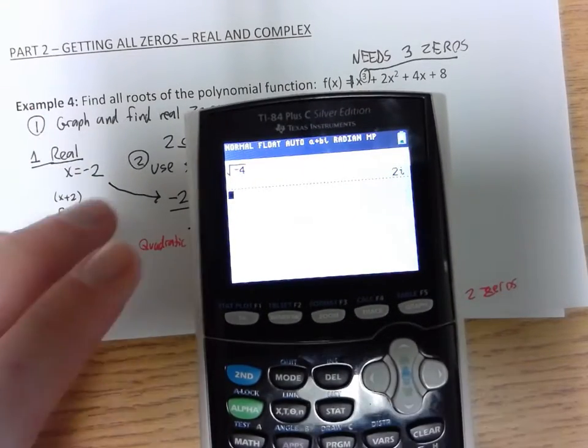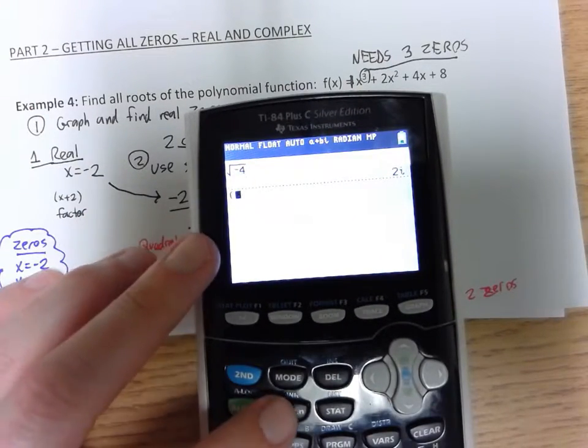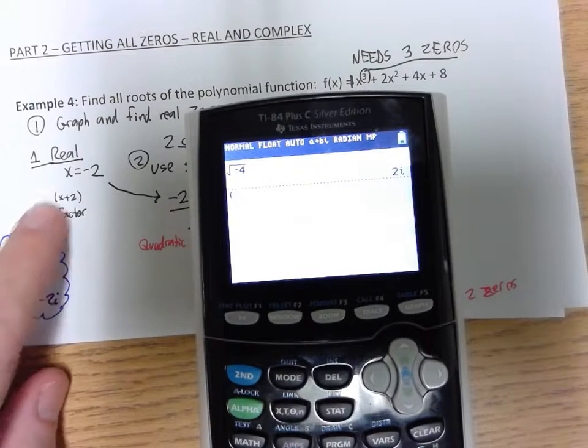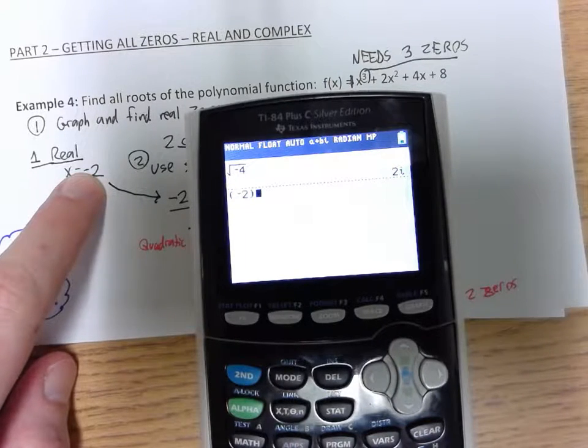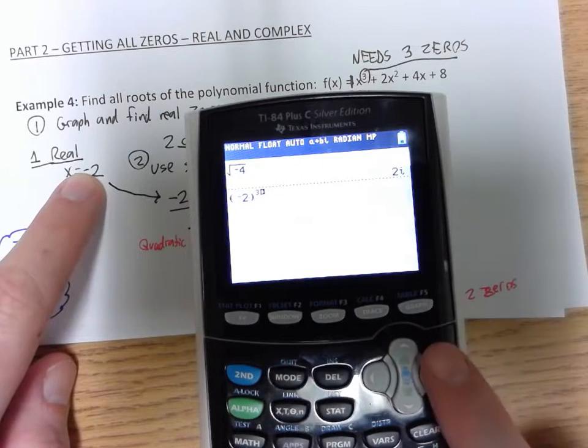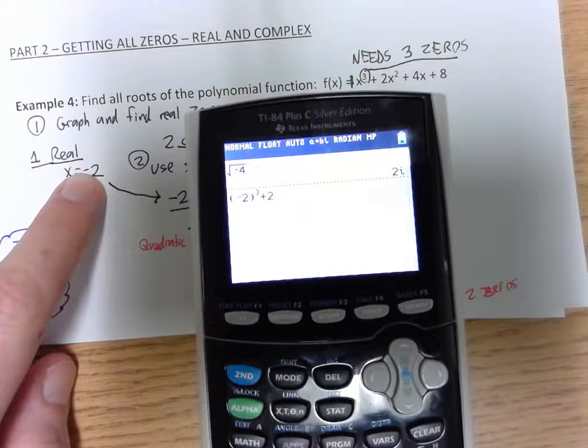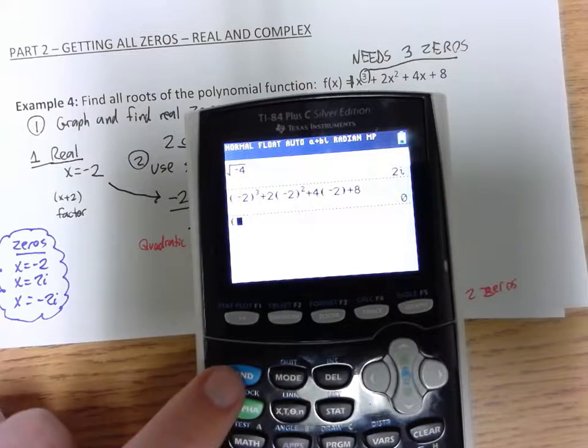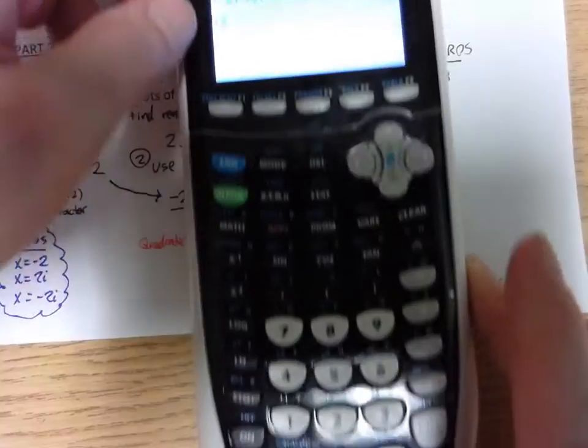We can plug in our real zero, so negative 2. If I plug it back in, I get negative 2 to the third power plus 2 times negative 2 squared plus 4 times negative 2 plus 8. That's 0. If I plug in positive 2i, well, how do I get i?